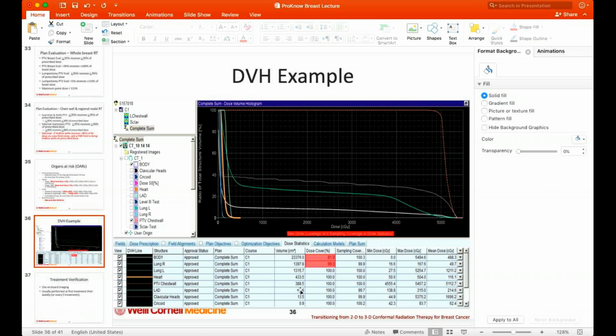So that's what you want to make sure that your left anterior descending artery, especially if you have younger patients or people who run a risk of having cardiovascular disease, a previous heart attack, angina, diabetes, high cholesterol, you want to make sure you pay attention to what dose the heart and the left anterior descending artery are getting. And in this case, the left anterior descending artery was getting just 3.2 gray maximum, which is very much acceptable.